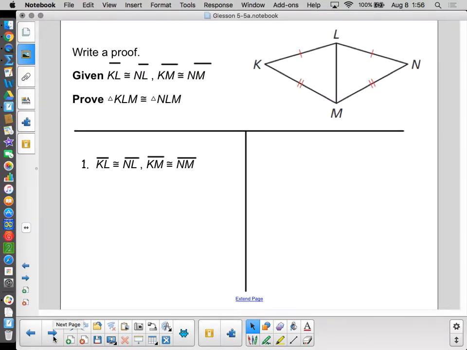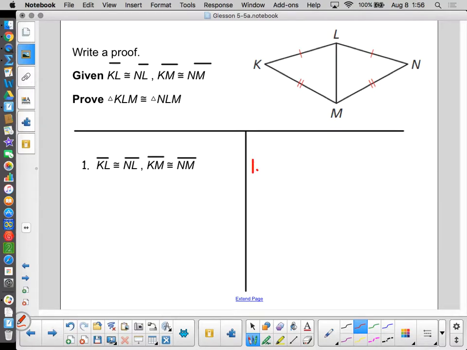This is a pretty typical side, side, side proof. And I'm not giving anything away by saying it's side, side, side, because if you don't anticipate that at this point in the lecture, you aren't doing a very good job anticipating what's coming up in class. And that's part of being a good student, is anticipating what's going to happen. So here we have information. KL is congruent to NL, KM is congruent to NM. That's already given to us. And of course, first reason in our proof is given.